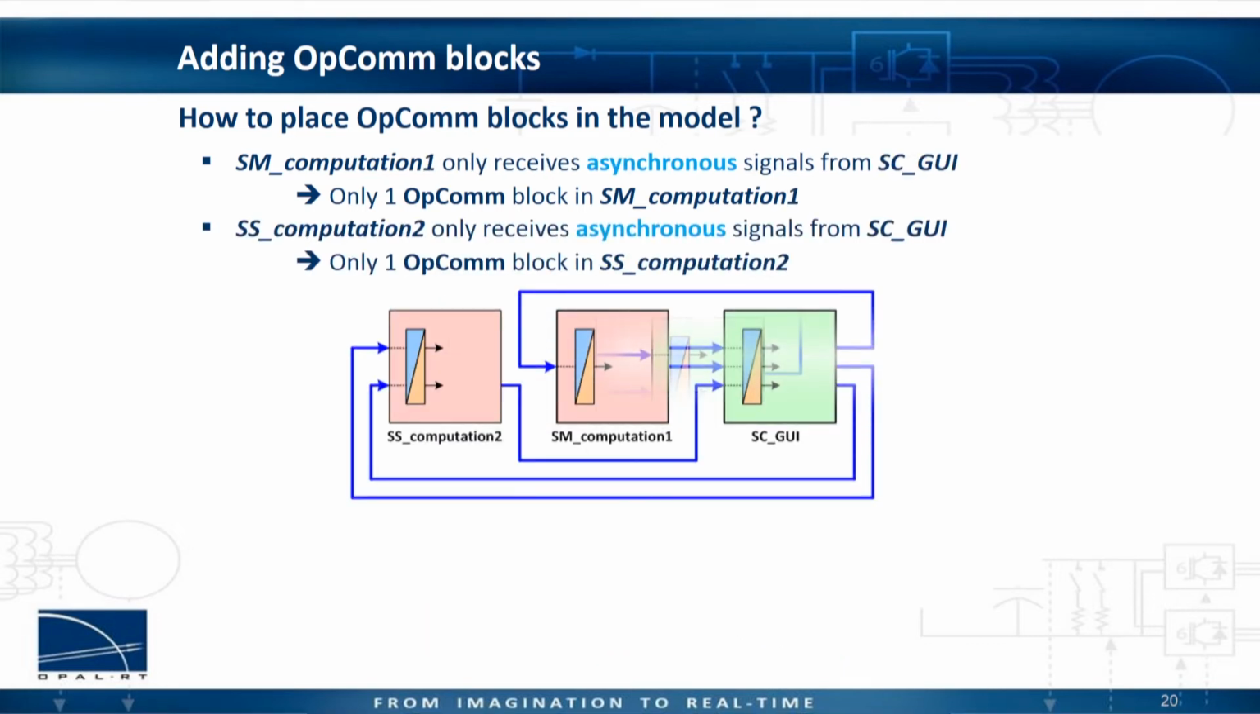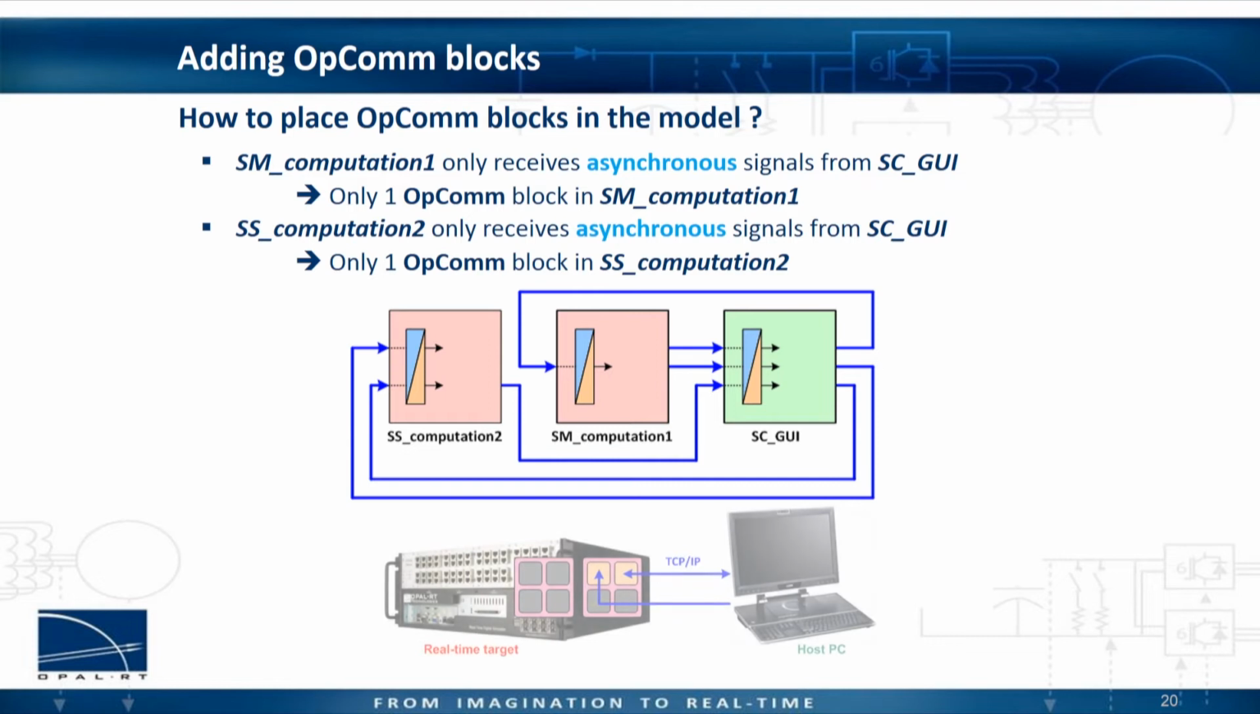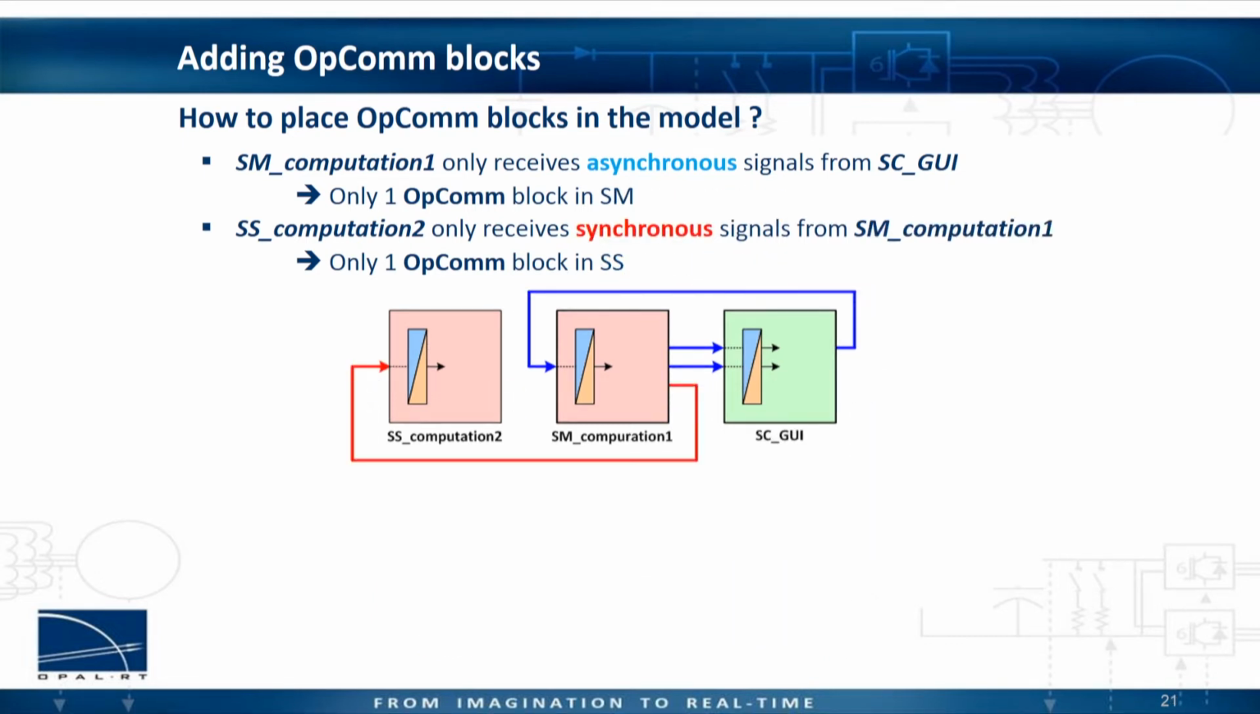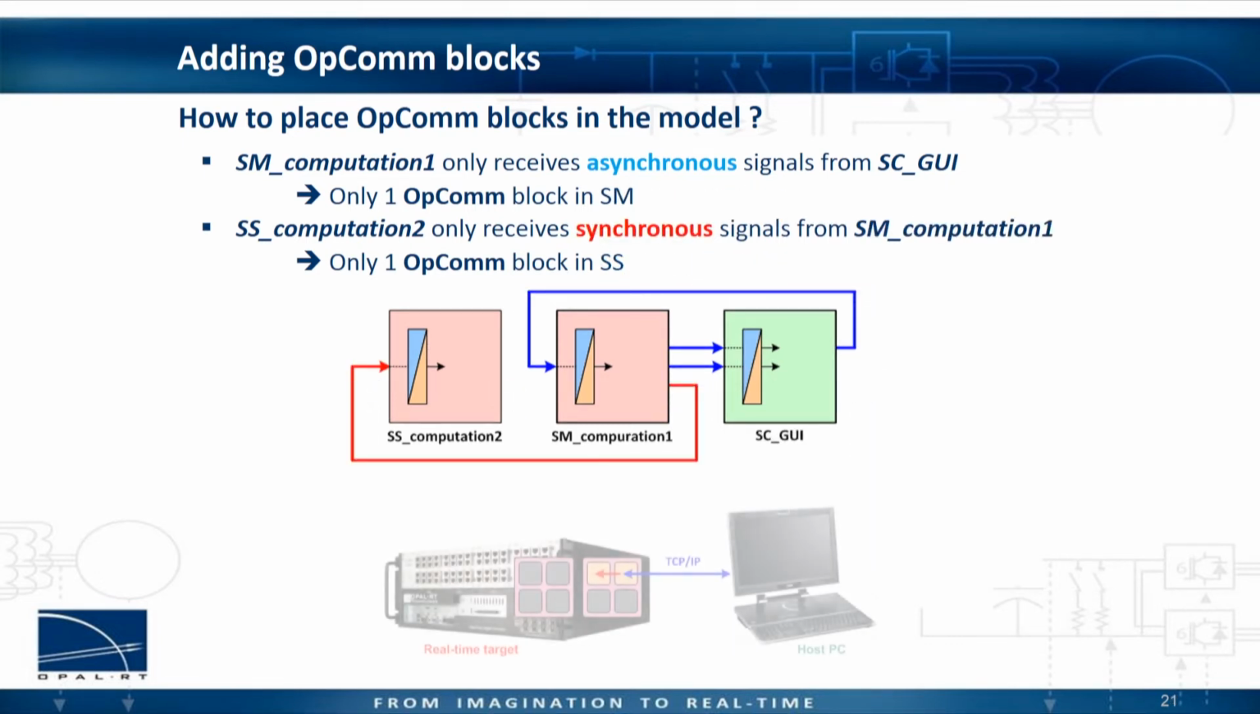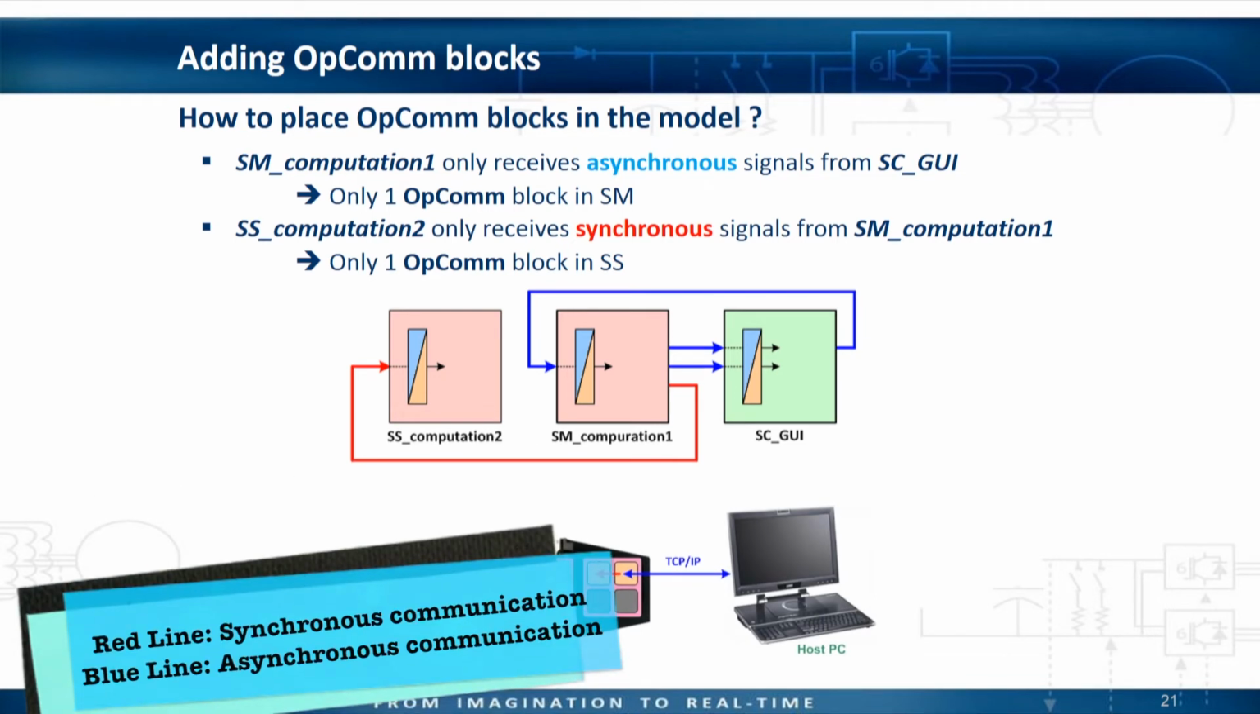Now, this is another example. Here we are establishing communication between the console and the master, and the console and the slave. So we are seeing one opcom block in each of the subsystems. Now, the next example, we are seeing there is a communication between master and slave. The line is red because that is synchronous, and the blue line shows the asynchronous communication.